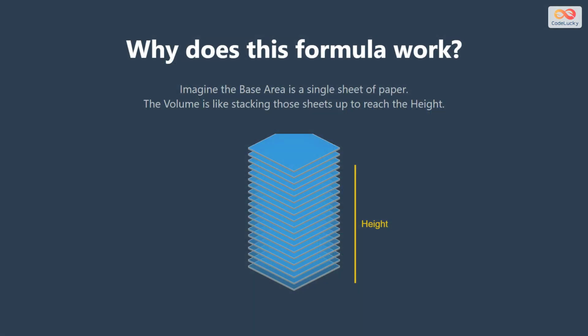Why does this formula work? Think of the base area as a single sheet of paper shaped like the base. To get the volume, you are essentially stacking these sheets on top of each other until you reach the full height of the prism.